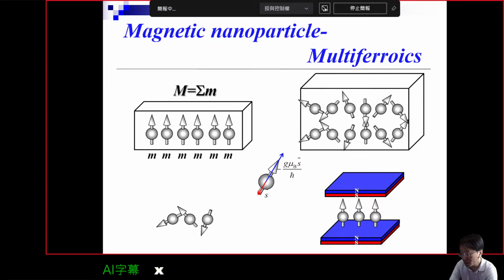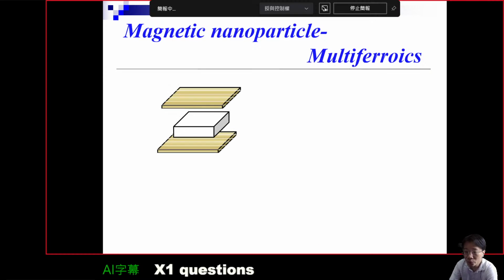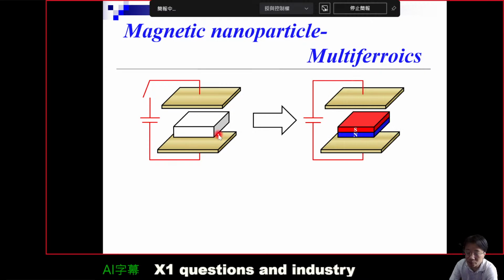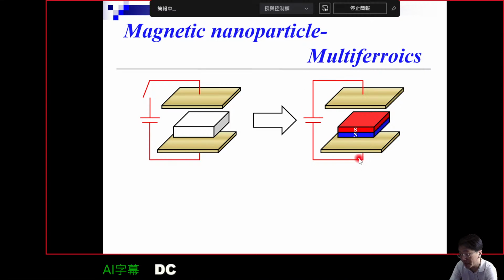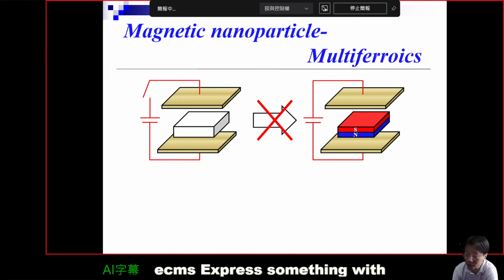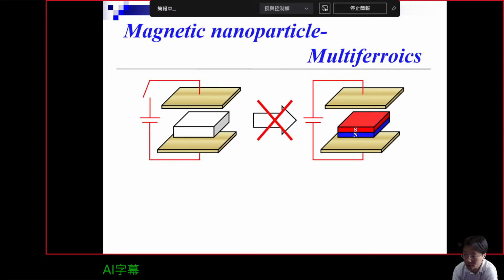So we may ask one question: can we induce the magnetic ordering? I mean, can we align the magnetic dipole moment by applying a DC electric field? The answer is no. Maybe you can magnetize something with AC current, but you cannot induce a compound with this method.